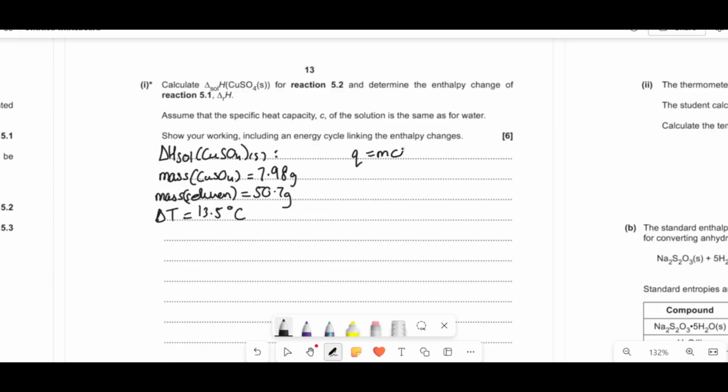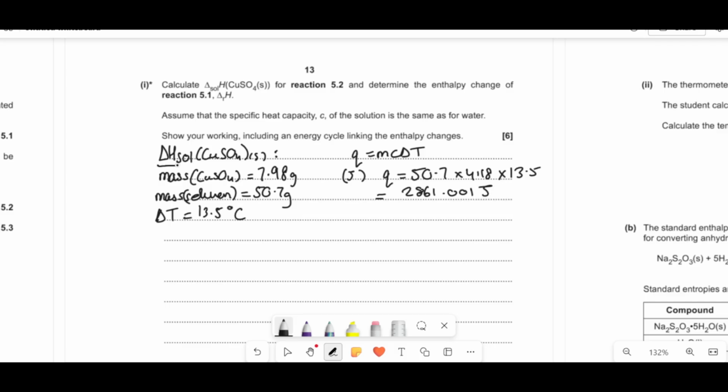Q equals mc delta T, where Q is the energy change in joules, m is the mass of the thing having the energy change done to it, so either losing heat or gaining heat. c is the specific heat capacity of water, which is 4.18, and delta T is the temperature change. Right, so in this example, Q is going to equal the mass of the solution, not the mass of the stuff here. So it's going to be 50.7 times 4.18 times the temperature change, 13.5, which gives us 2861.001 joules, right?